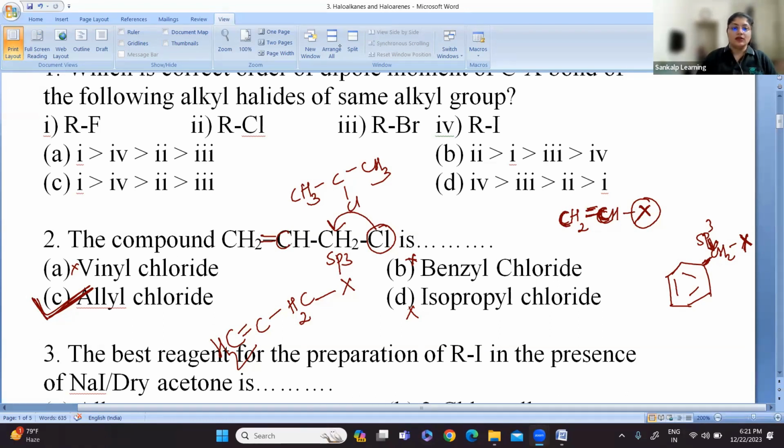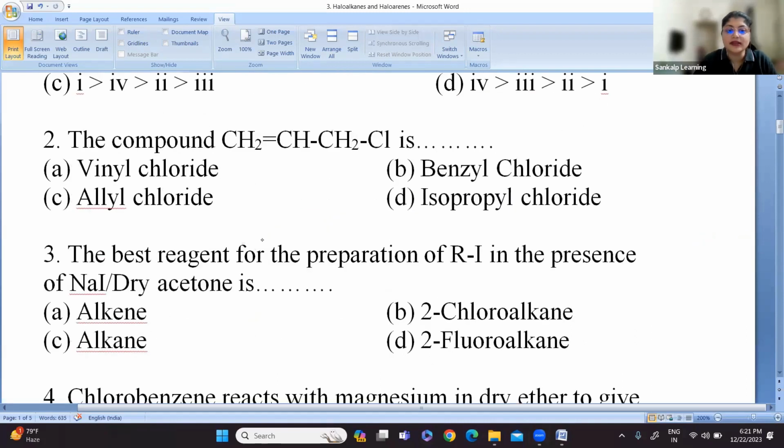Okay, fine. Moving further, the best reagent for the preparation of RI in the presence of sodium iodide and dry acetone is. So which is the best reagent used for the preparation of an iodoalkane? I have to prepare an iodoalkane in the presence of sodium iodide and dry acetone. So what reagent am I going to use?